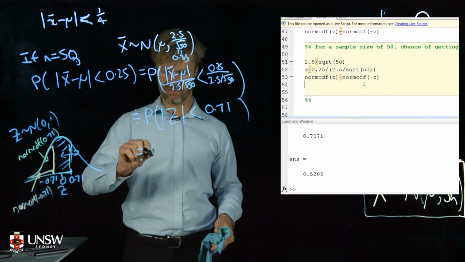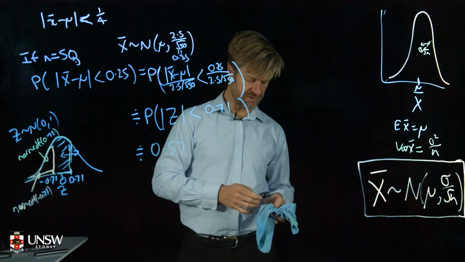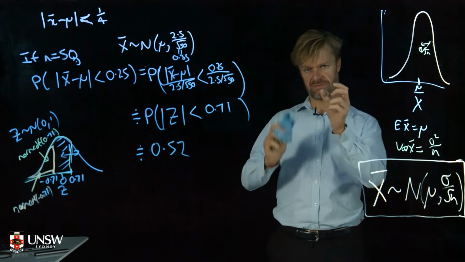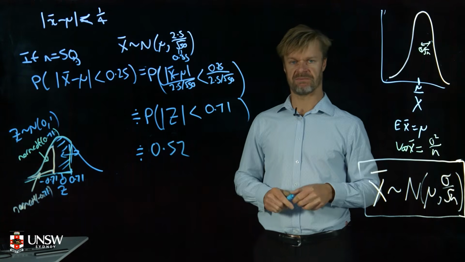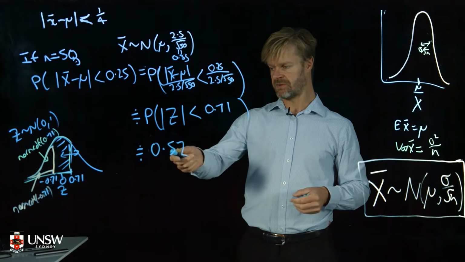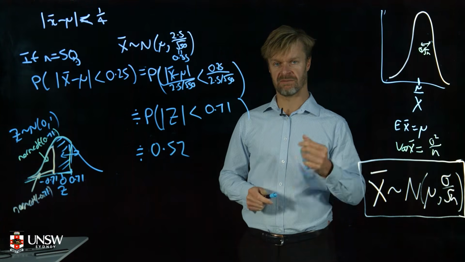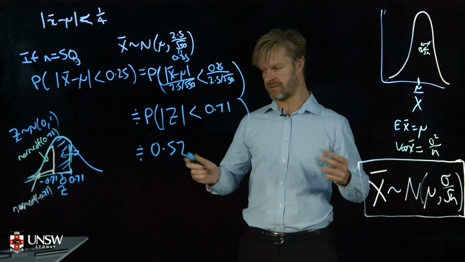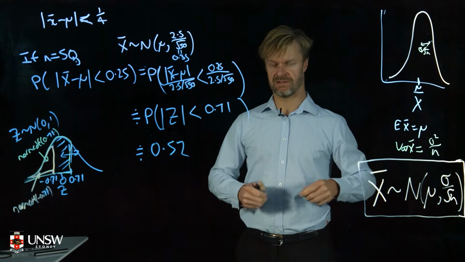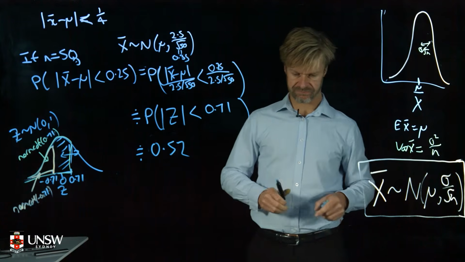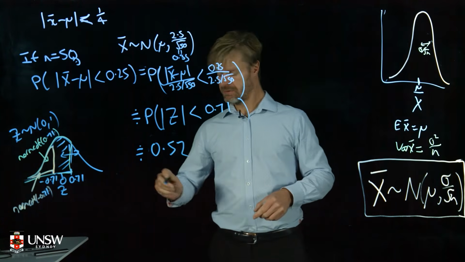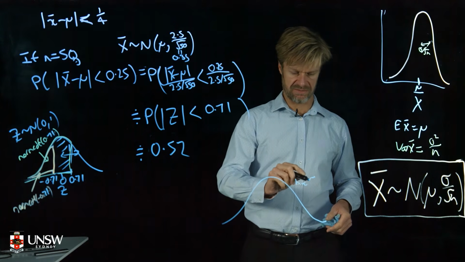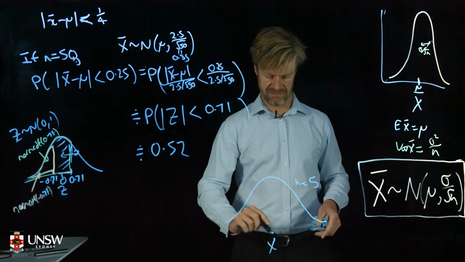We end up getting 0.52. So if you take a sample of 50 people, because 50 gives you more information about what the true mean is, you end up with about a 50-50 chance of getting within a quarter of an hour of the true mean. It's better than before. Before it was like, what was it? It was like a 17% chance, something like that. So before, with n equals 5, there was a lot of variation in our sample mean.